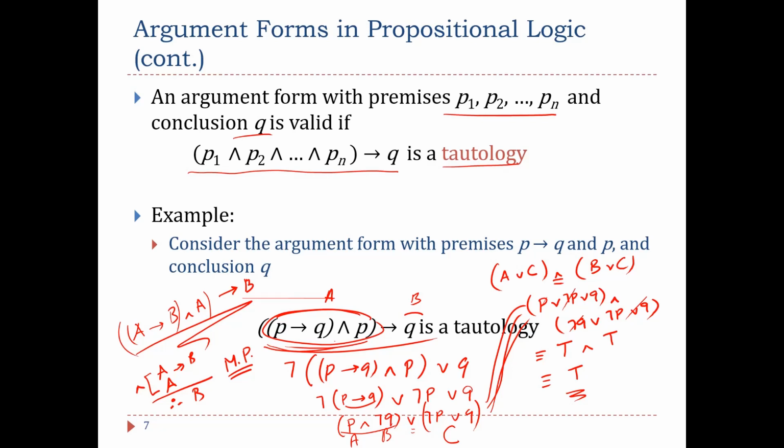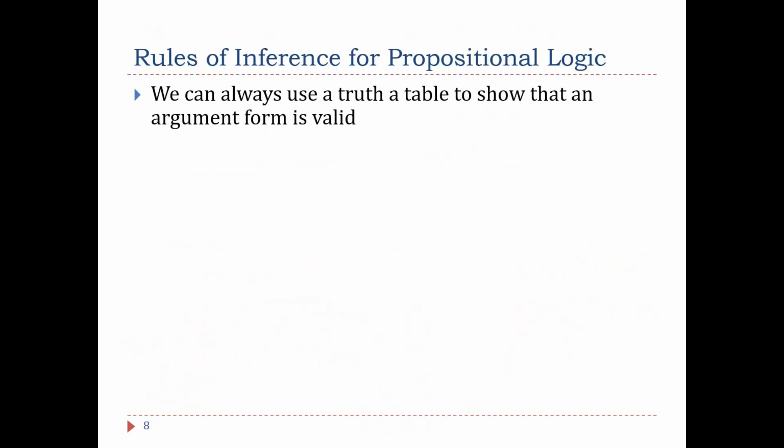It's a valid inference step just because premise number one and premise number two implying the conclusion is a valid tautology. All that you have to do is learn more rules so that you can apply them in order to perform inference afterwards. We can always use the truth table to show that an argument form is valid.